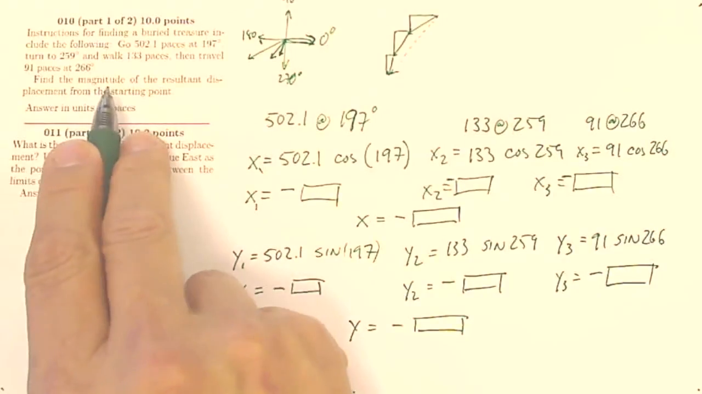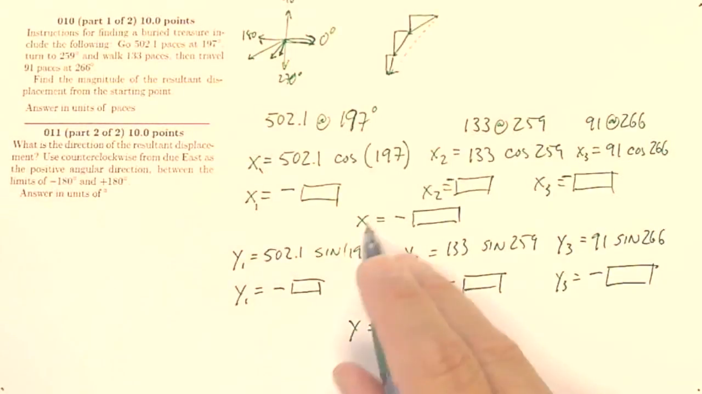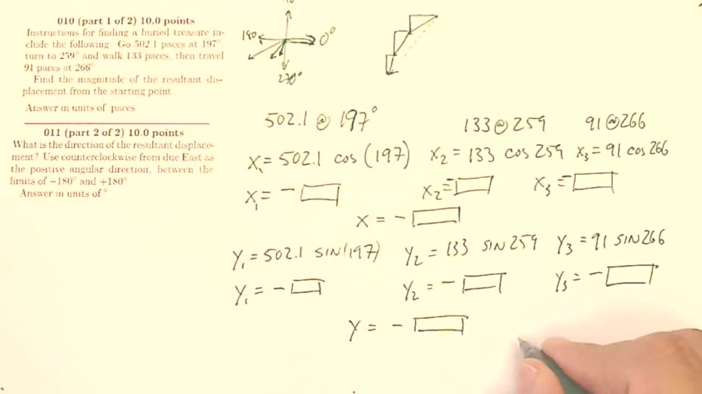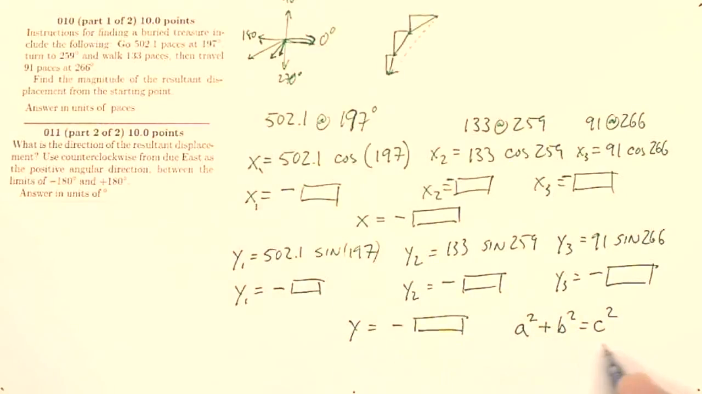Now, if I want the magnitude of the resulting displacement, now I've got an x and a y. So now what I'm going to do is use the Pythagorean theorem, or as I like to say, Pythagorize. A squared plus b squared equals c squared. A squared could be my x, b squared could be my y, c is my resulting, so square root that, and I'll get c equals. And that will be my answer for the magnitude of the resulting displacement. That's going to be a positive number.